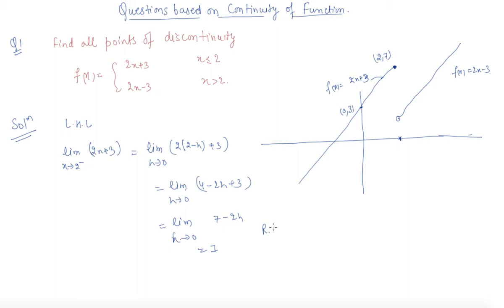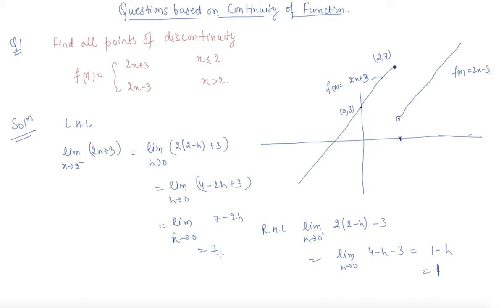And the right hand limit is the limit as h tends to 0 plus, where the function defined here is 2x minus 3. So 2 times (2 plus h) minus 3, which is the limit as h tends to 0 of 4 plus 2h minus 3, which is 1 plus 2h, so it comes out to be 1.